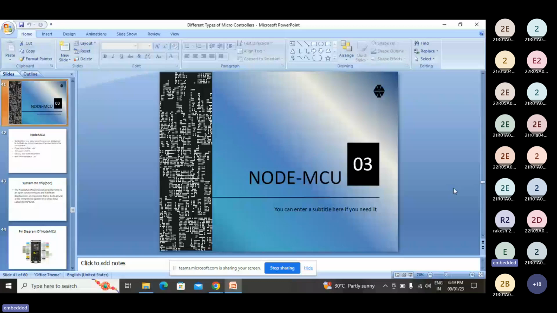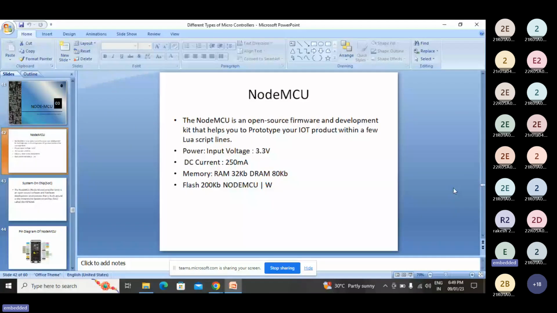From this class, we started NodeMCU. NodeMCU is an open source firmware and development kit that helps you to prototype your IoT circuit within a few Lua script lines. It takes an input voltage of 3.3 volts, DC current of 250 milliamps. Memory: RAM 32 KB, DRAM 80 KB, flash 100 KB. So it is a type of SoC. SoC stands for System on Chip.